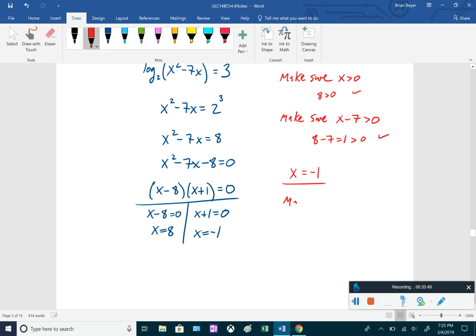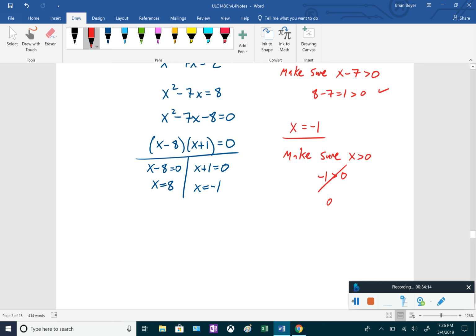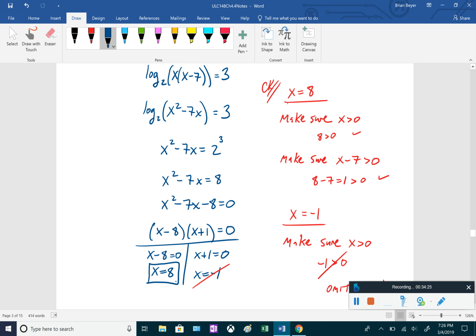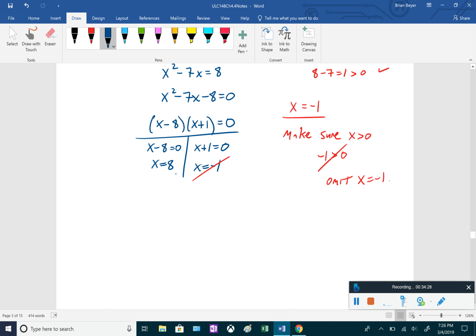So we need to make sure that x is positive and x minus 7 is positive. But our x here is negative 1. Negative 1 is not positive. Negative 1 is negative, obviously. So I'm just going to put a slash through it because it's not positive. So we have to omit x equals negative 1. So it's actually not a solution. So our only answer here is x equals positive 8. Let's circle it down here.